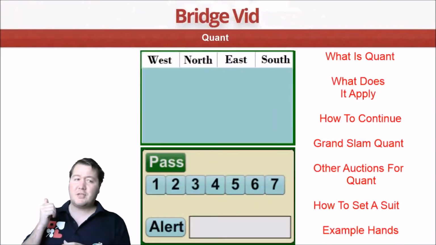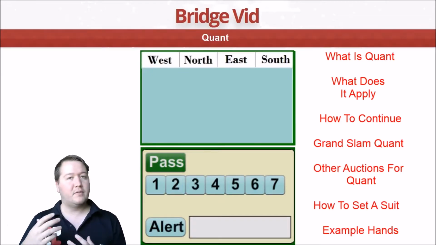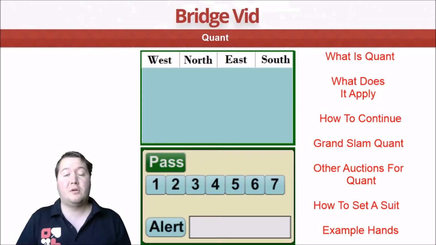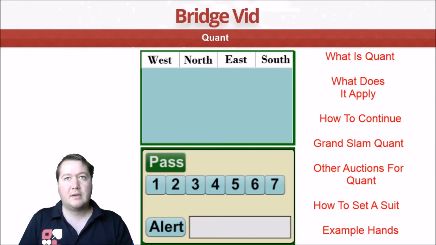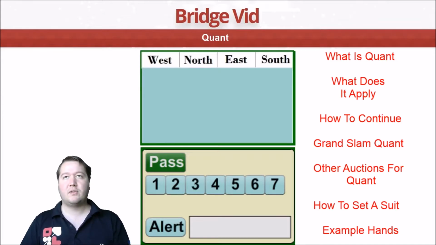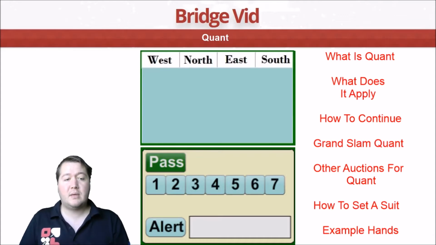So first of all, I'm going to start off with what is Quant, and then talk about some of the situations that it applies, and then also how you continue after a quantitative 4 no trump bid. I'll briefly talk about Grand Slam Quant. It's something that comes up even rarer, but it's useful to know what it is and why it works. I'll talk about some other options for Quant. So I'll give the basic ones earlier, and then I'll talk about some other ones of how you can use Quant, because Quant's quite a useful tool to know.